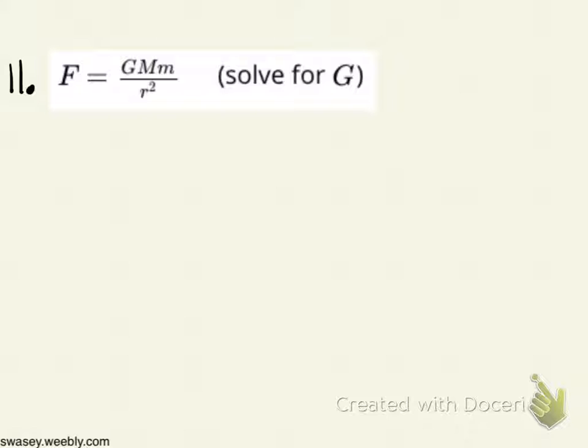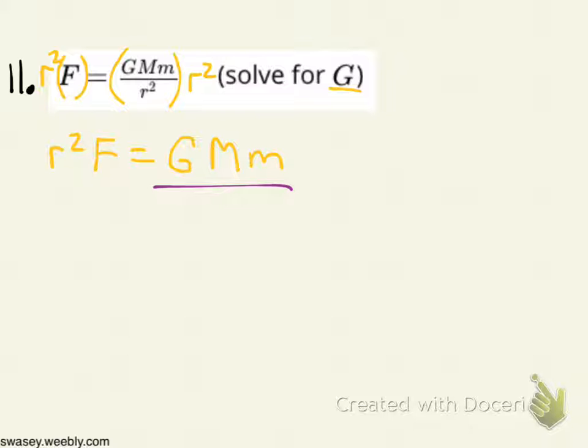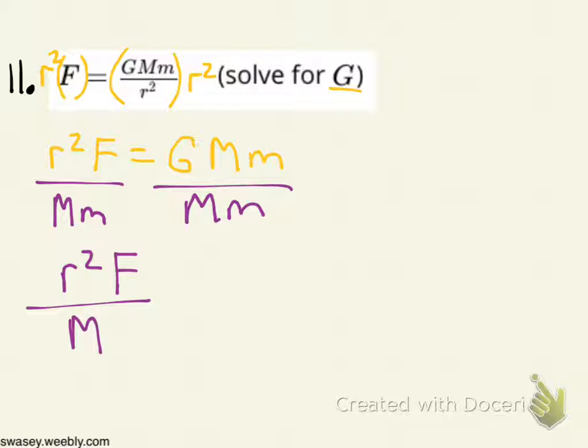Here you're trying to solve for g, so you want to get g by itself. To get rid of the division by r squared, we can multiply both sides by r squared. So we have r squared f equals g capital M lowercase m. To get rid of multiplying by capital M lowercase m, we can divide both sides by capital M lowercase m. And so now we have the variable by itself, the one that we're solving for. Again, typically you'll see the g on the left side.